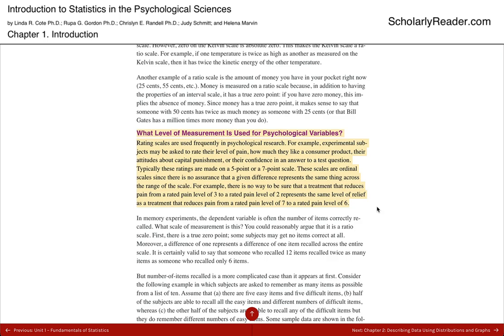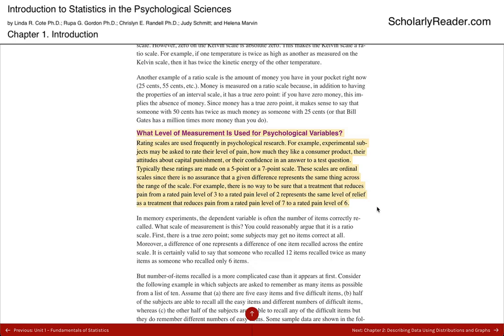What level of measurement is used for psychological variables? Rating scales are used frequently in psychological research. For example, experimental subjects may be asked to rate their level of pain, how much they like a consumer product, their attitudes about capital punishment, or their confidence in an answer to a test question. Typically, these ratings are made on a 5-point or a 7-point scale.